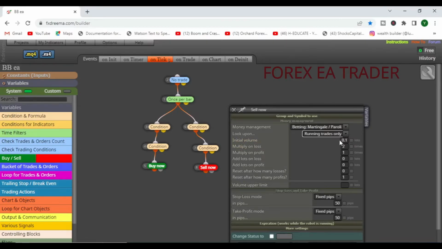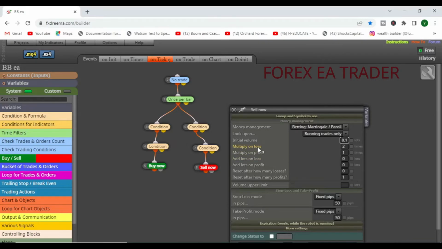So here you have an initial volume. So you probably have 0.10 as your standard trading lot size. Of course, these blocks you can tick them so that you can just change the options in MetaTrader 4 without coming back to Fxdreema. So you can go ahead and click on that if you want. If it's not a hassle to come back to Fxdreema, then don't do that. So here you state your standard lot size.